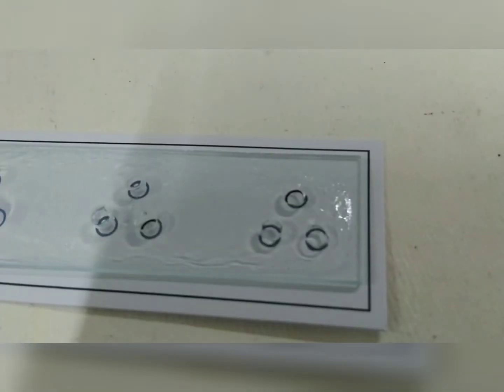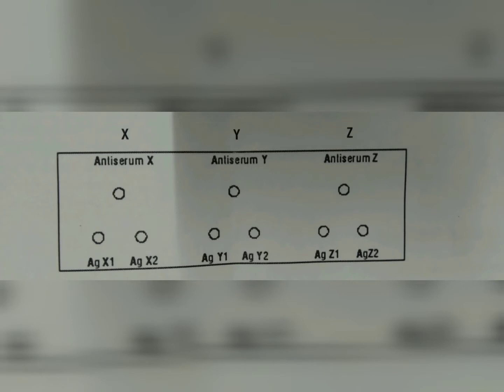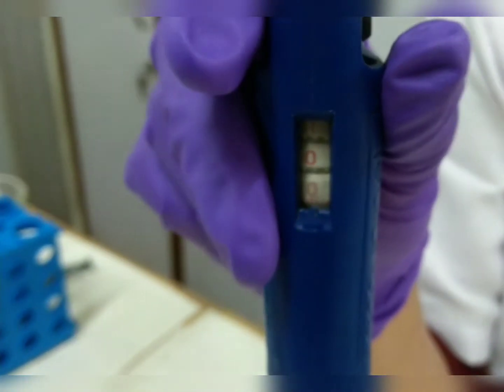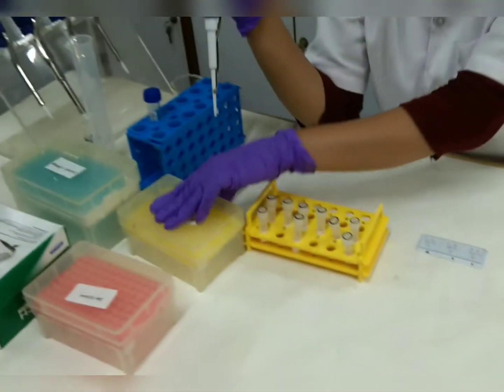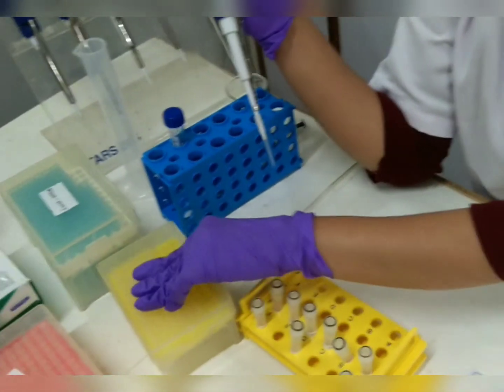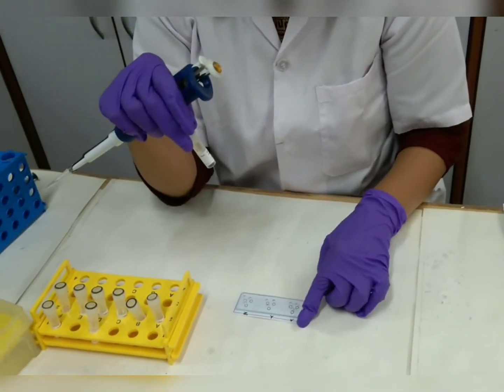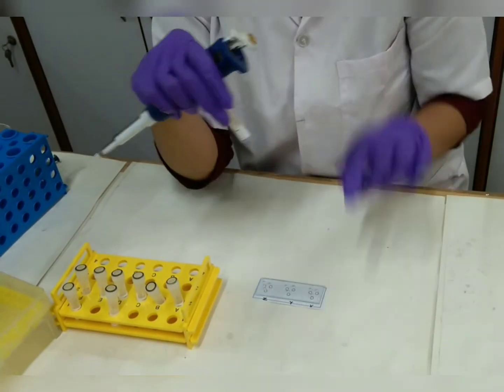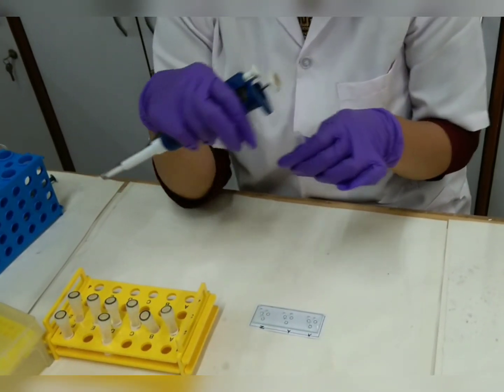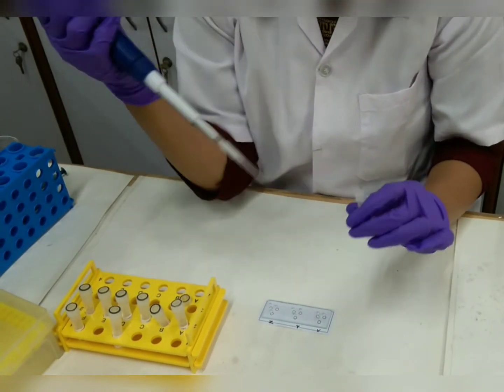After puncturing of the wells, add 10 microliter of each antiserum and the corresponding antigen to the wells as shown in this figure. Set the micropipette at 10 microliter. Then add the antigen and antiserum in the wells in X, Y, Z order. First add antiserum X.